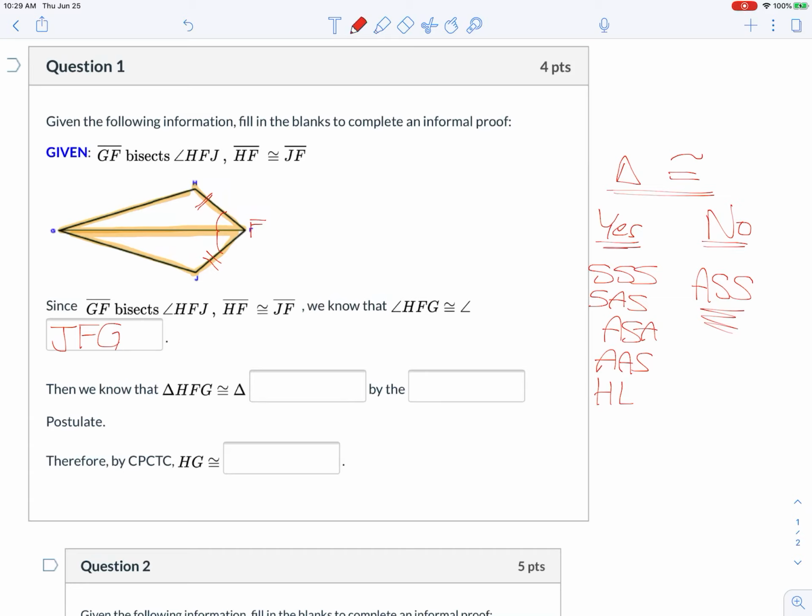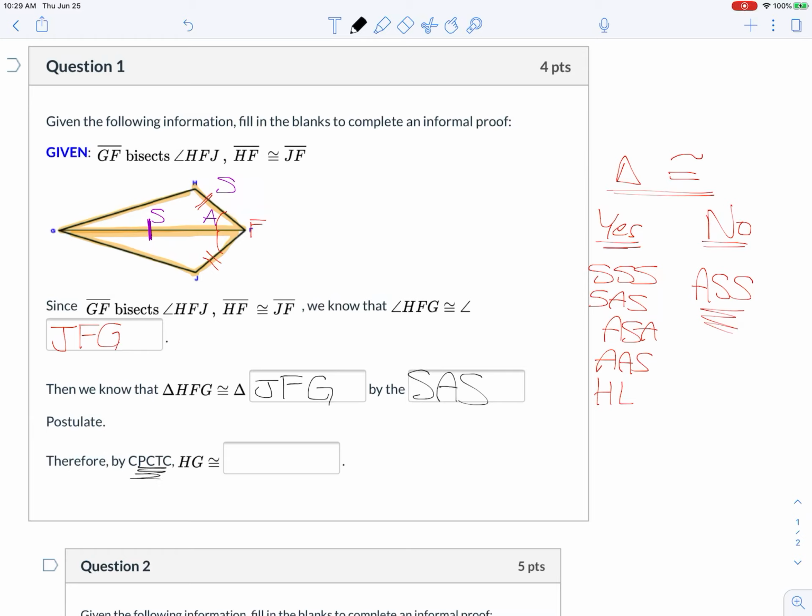There's one thing we need to recognize first, and this is a standard trick: this side here, HF, is common. They share it. They have a shared side in common. That's now an S. There's an S, an A for an angle, and another S. All right, we can make that statement. We know that HFG is congruent to JFG by the SAS triangle congruence postulate.